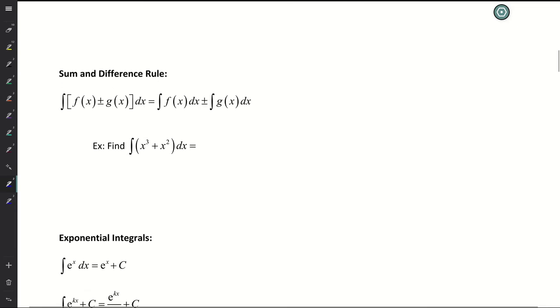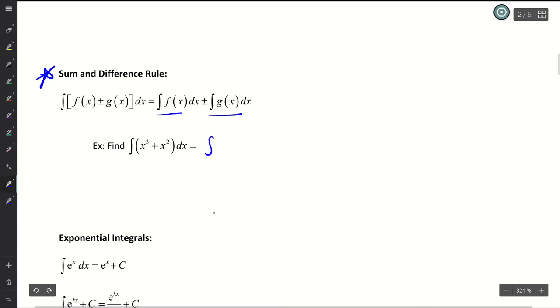All right, the next one is sum and difference rules. Essentially here, what we're saying is that if you want to integrate the sum or a difference of a couple of functions, you can integrate each piece separately and then add or subtract them together when you're done. So in this particular example, it's asking me to find the antiderivative, or the integral, of x cubed plus x squared dx. And so we can break this up as 2 separate integrals.